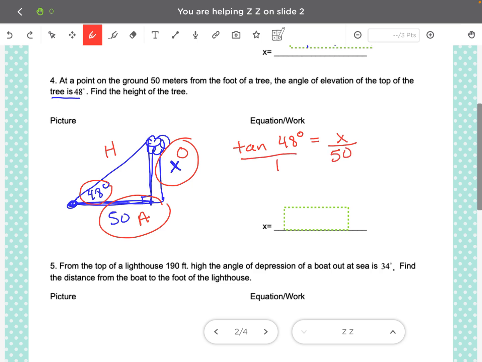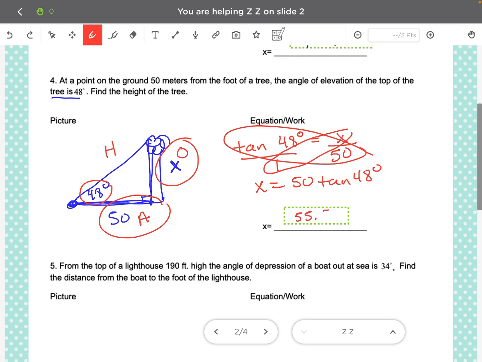Next step, cross multiply. I have X. Here I have 50, tangent 48 degrees. I do have the X by itself already. I don't have to do anything else. So I can punch this into the calculator and you should get 55.5.